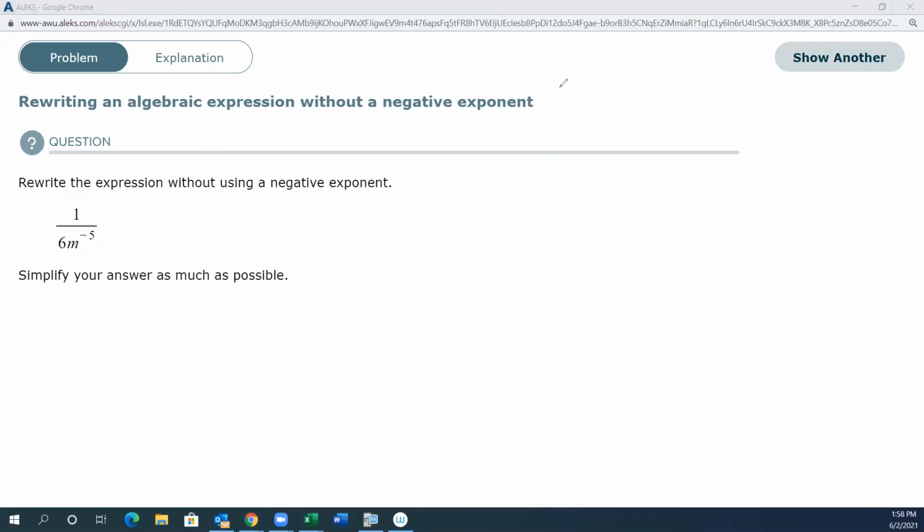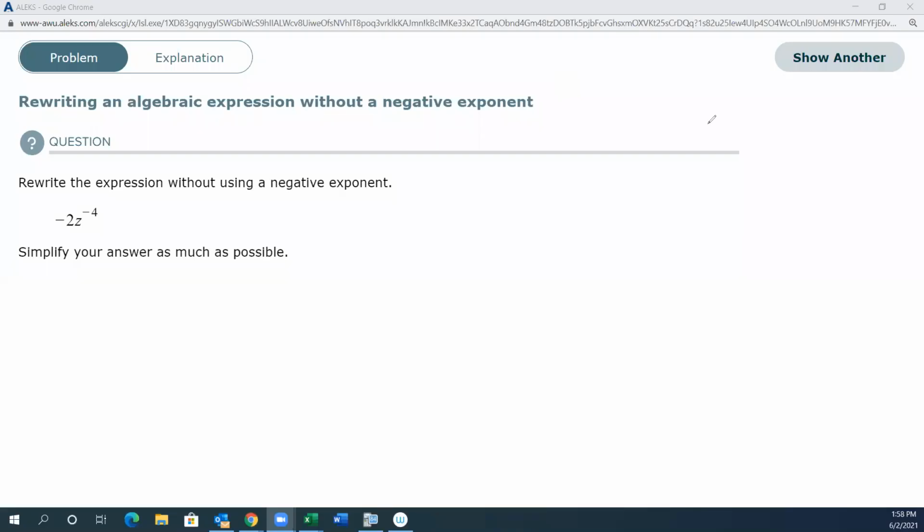That looks too similar. What about this one? Notice the z is being raised to the -4 power, but the -2 is not. Therefore, the -2 is unaffected, and the only thing to go from top down to bottom is the z. And in doing so, the sign of the exponent changes.